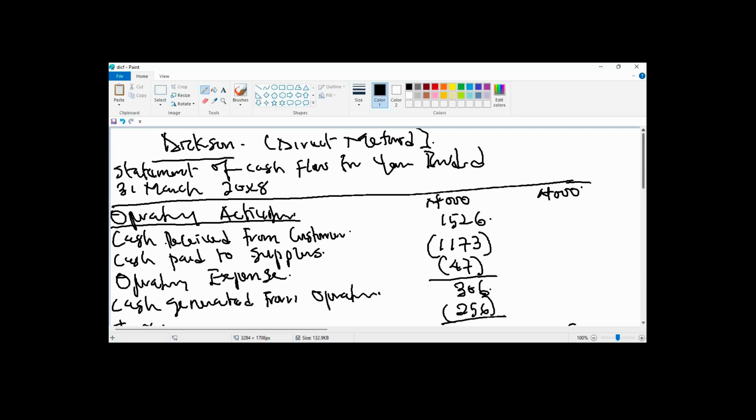Do they normally indicate that we should use a particular method, either indirect or direct method? They stated it specifically, right? Yes. Sometimes they just say prepare statement of cash flow in accordance with the year, any method of your choice. Thank you, sir. Any method of your choice.